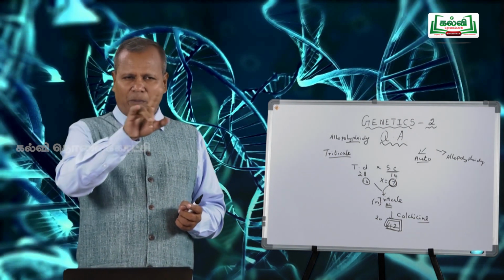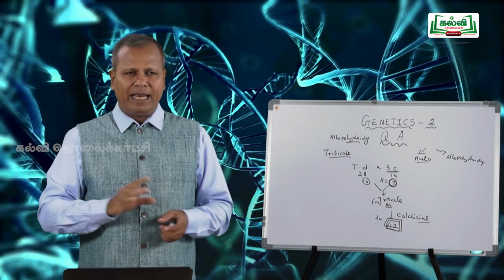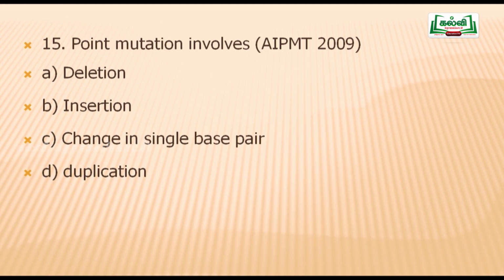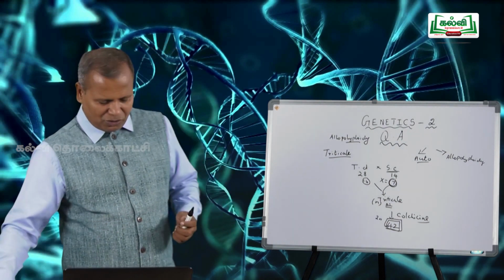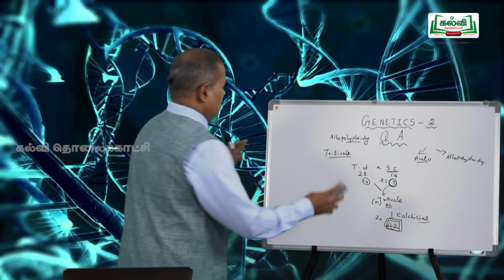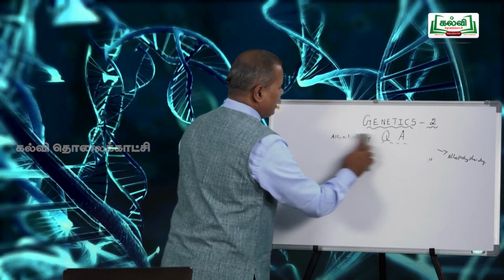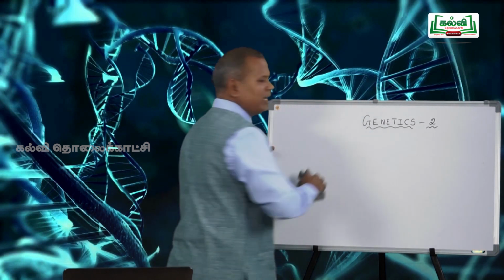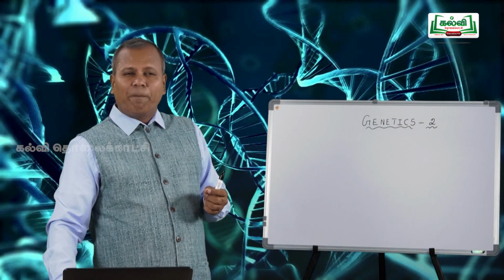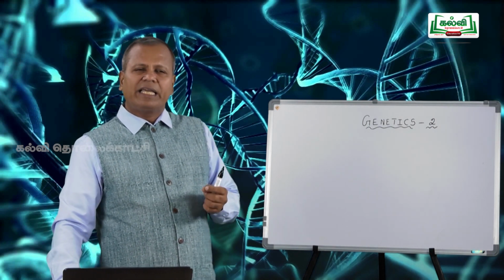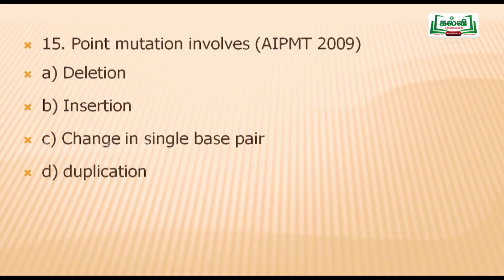Duplication is nothing but a small portion of the chromosome being doubled. So in this question, point mutation involves: option A, deletion; option B, insertion; option C, change in single base pair; and option D, duplication. The correct answer for question number 15 is option C, change in single base pair. Single base pair means a sudden change. A sudden change that takes place in a nucleotide or a pair, we call it gene or point mutation. Look at question 15 once again.